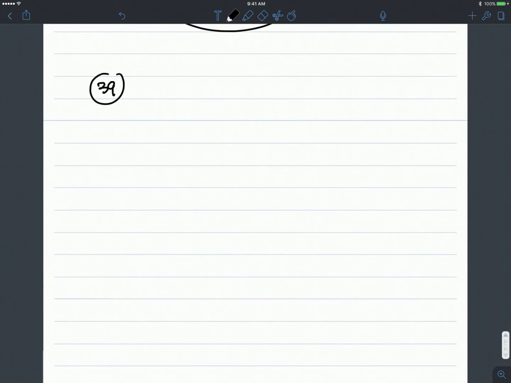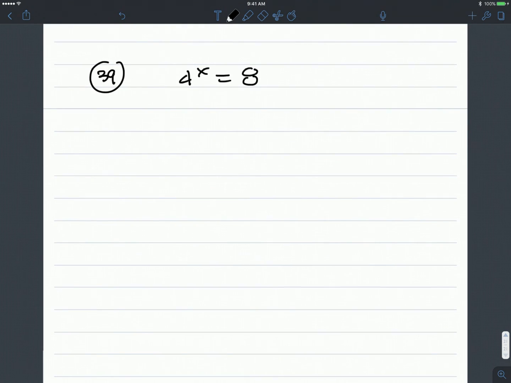39. 4 to the x power is 8. Now, maybe now we're getting into the problems that you have to be an A+ student for. So, pretty sneaky problem here. Okay, this one's a sneaky one.